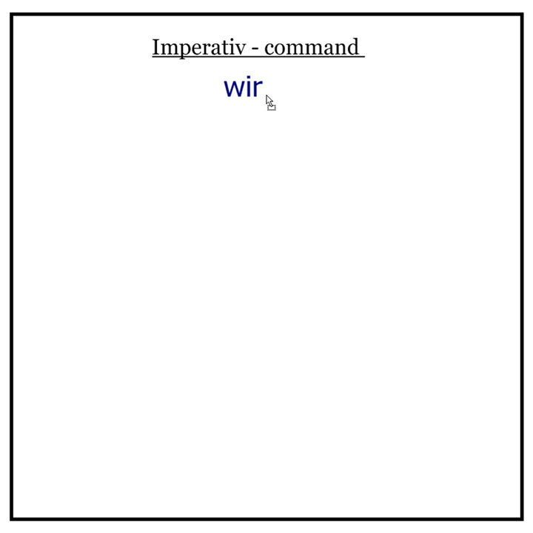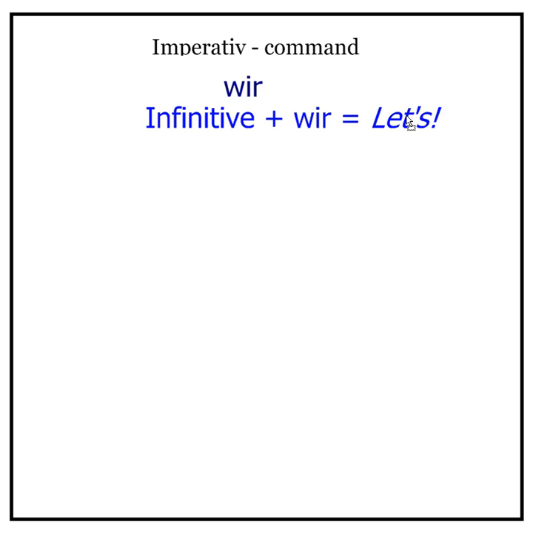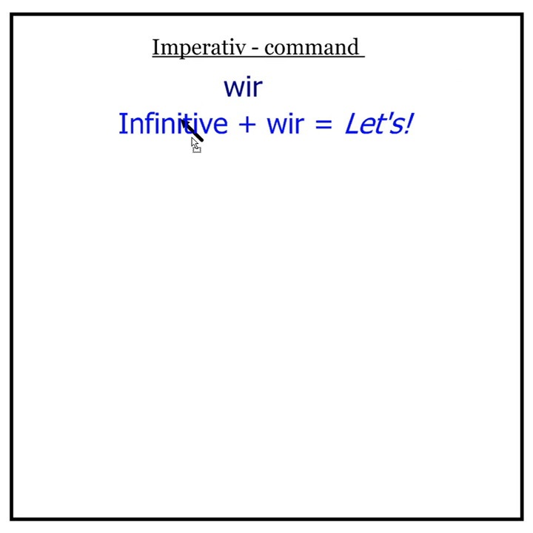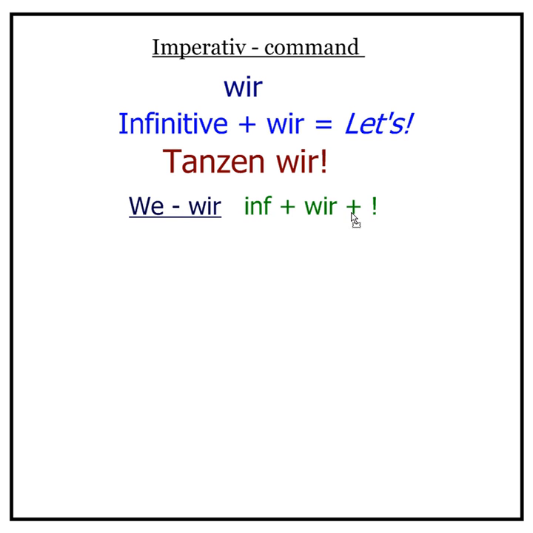The last one we listed was wir. This is you and I, wir. This is more of a suggestion than a command. It's the let's form, as in let's dance. Infinitive plus wir equals let's. Tanzen wir. Let's dance. Here's our formula. Infinitive plus wir plus exclamation point.